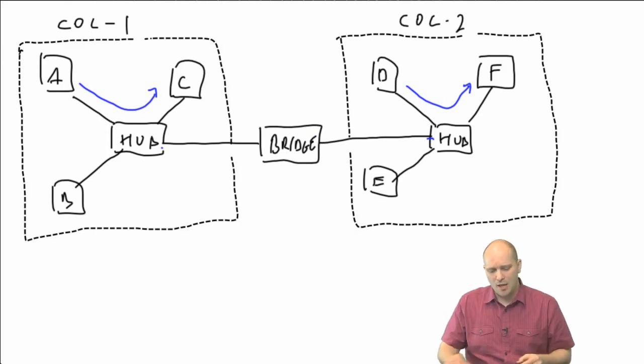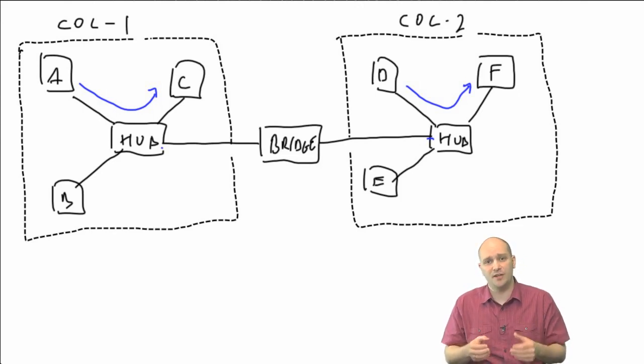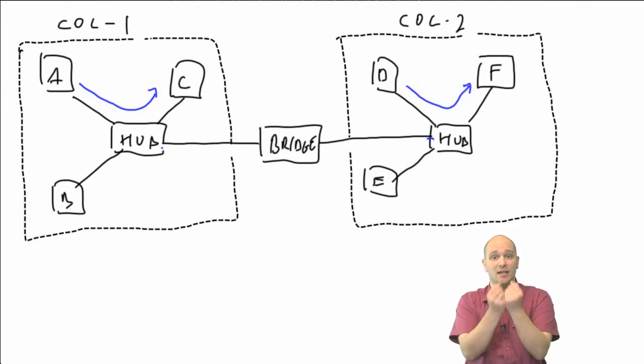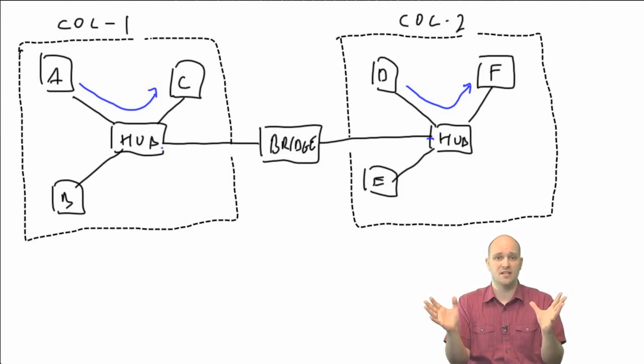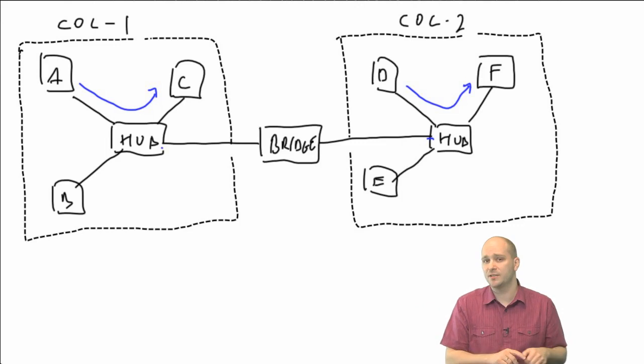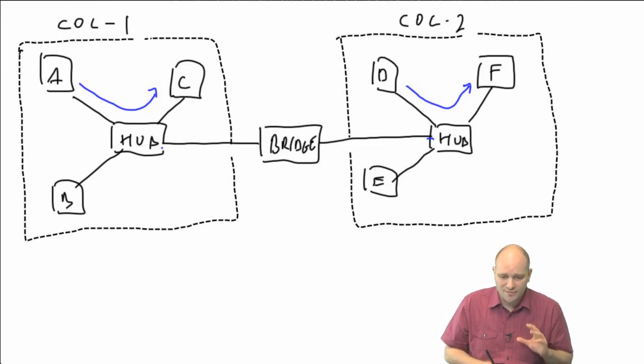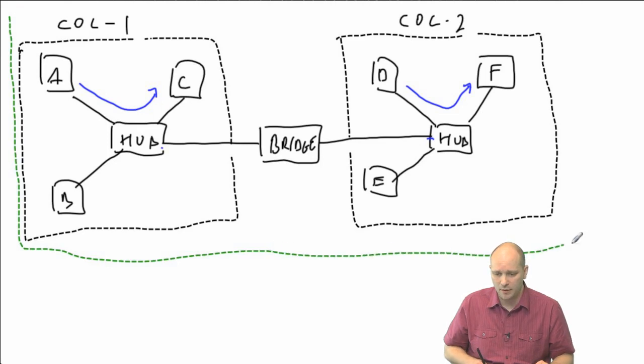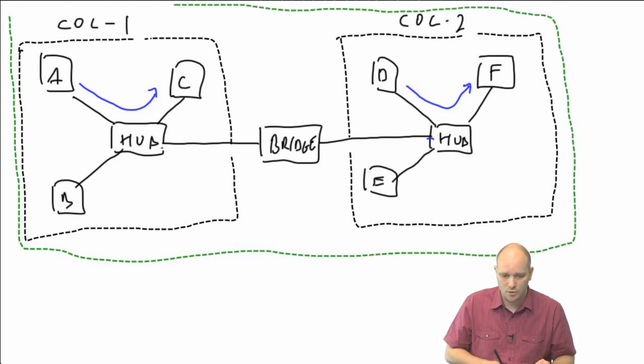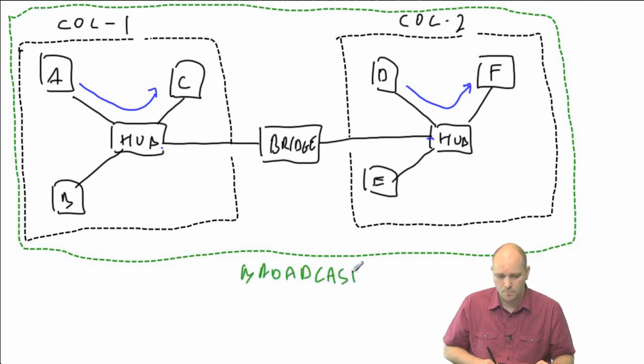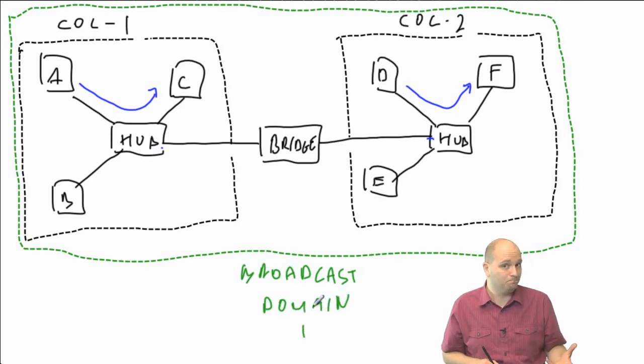But in Ethernet, we do have special kinds of traffic. We have broadcast traffic. Broadcast traffic is the traffic that is sent from one station and is actually designed to go to everyone in the network. Bridges are not designed to break apart broadcast domains. In other words, even though we have created here two collision domains, collision 1 and collision 2, this is still one big broadcast domain. So this here is the broadcast domain.